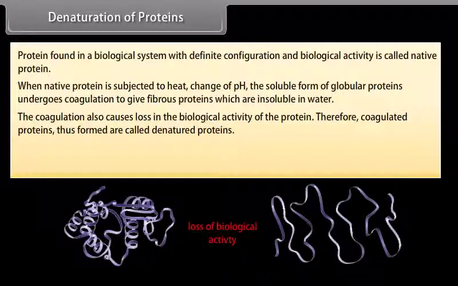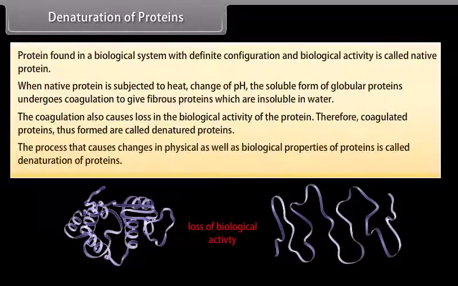Therefore, coagulated proteins, thus formed, are called denatured proteins. The process that causes changes in physical as well as biological properties of proteins is called denaturation of proteins. For example, coagulation of egg on boiling and curdling of milk.